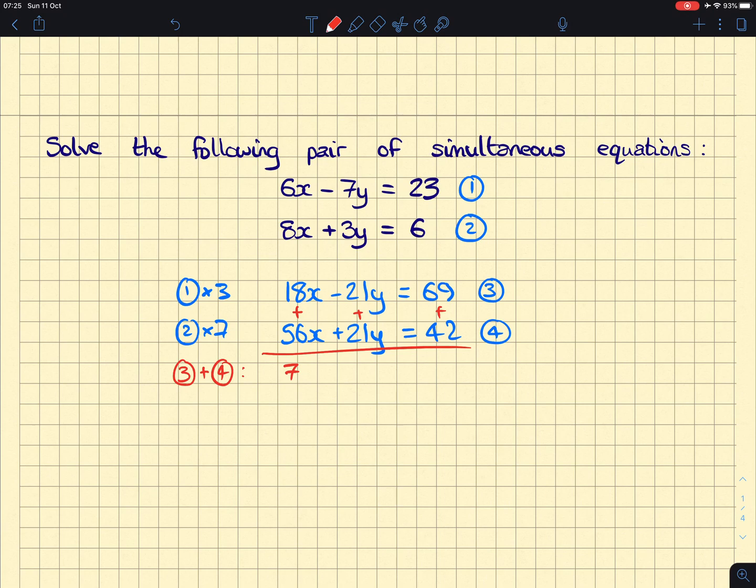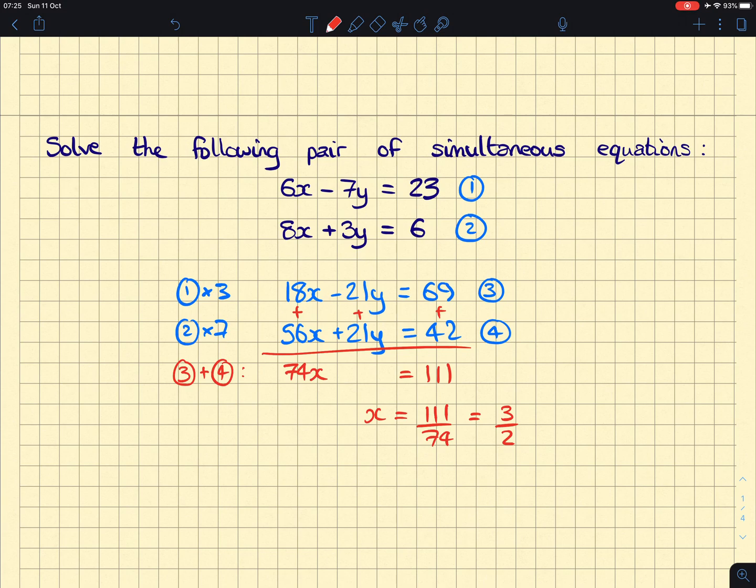18x plus 56x gives us 74x. The y's have cancelled, and 69 plus 42 will give us 111. After that, if we divide both sides by 74, we're going to end up with 111 over 74, which simplifies to being 3 over 2, or 1.5.